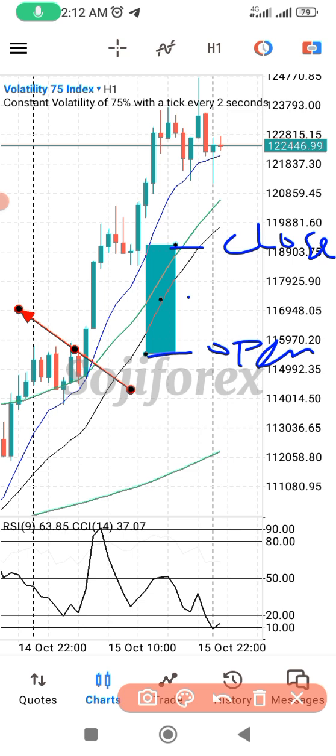So on a general note, a candlestick is a fight between a buyer and a seller, and it has three outcomes. It is either buyers win, sellers win, or nobody wins.